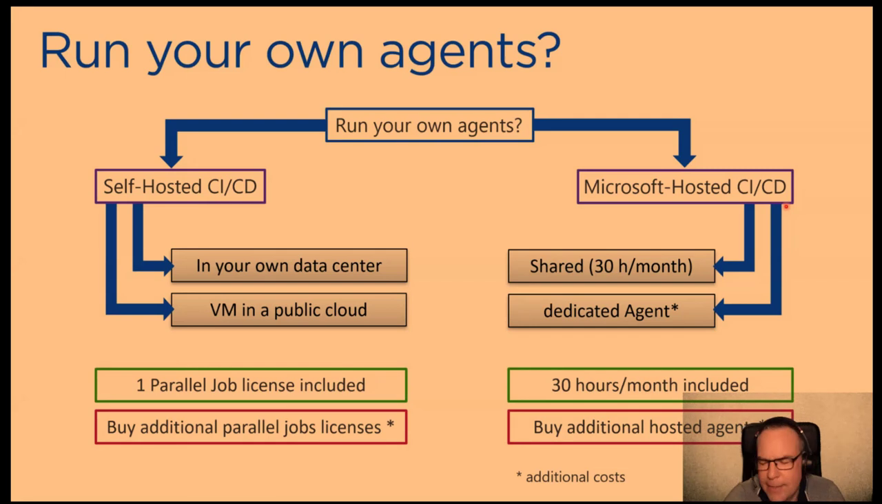So a hosted agent is about $40 a month, and you can run 24/7. It's just one parallel execution. And the same thing on the other side. If you want to have multiple agents running, you just need to buy licenses. I think they're about $14 a month to have additional parallel job licenses for your private agents.